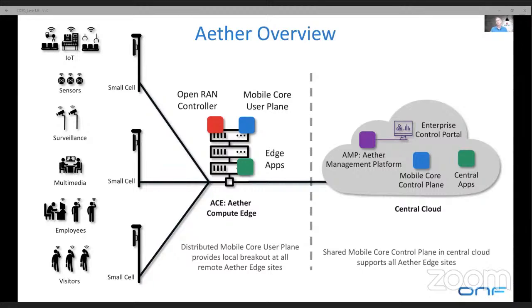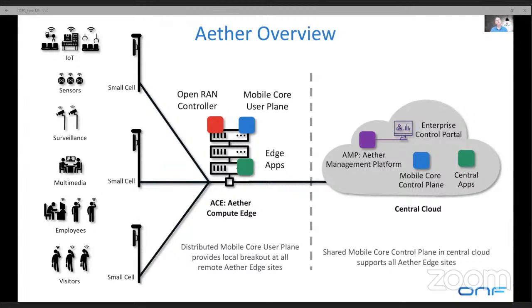So this is a central cloud, and while we've demonstrated it in different clouds, the operational version of Aether runs in the Google Cloud. And it includes the control plane of the mobile core. It includes any central apps that are being paired with the edge applications. But the other thing it includes is the management platform.